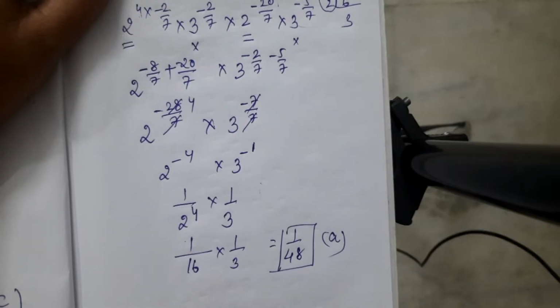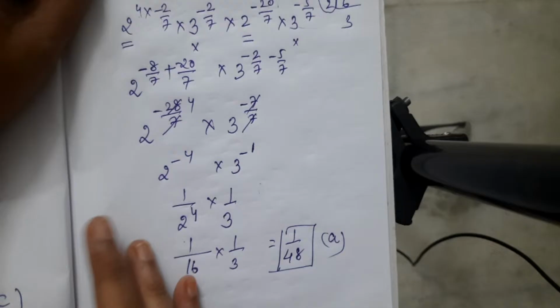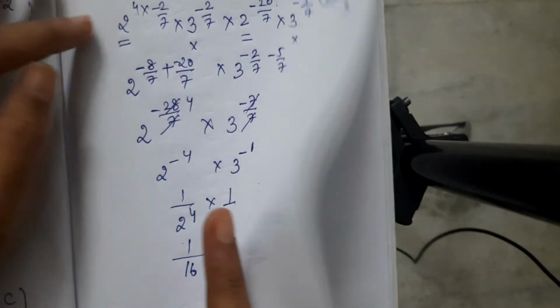Okay, so this we got the answer. So this part we completed. If you understood, you try to solve the match the following, column A and column B, which you can do on your own.